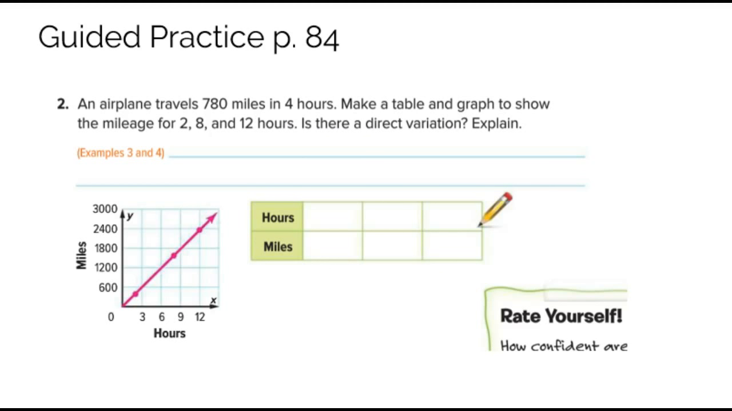Number 2. An airplane travels 780 miles in 4 hours. Make a graph and a table to show the mileage for 2, 8, and 12 hours. Is there direct variation? So the first thing that I need to do here is find my unit rate. I have 780 miles per 4 hours. When I divide this out, this is going to give me 195 miles per hour.